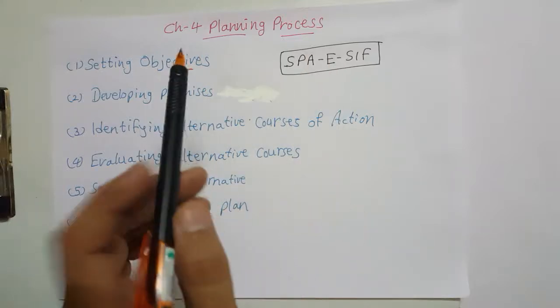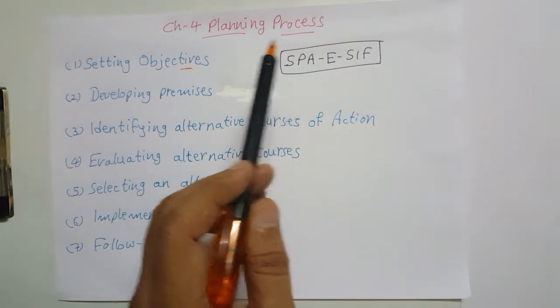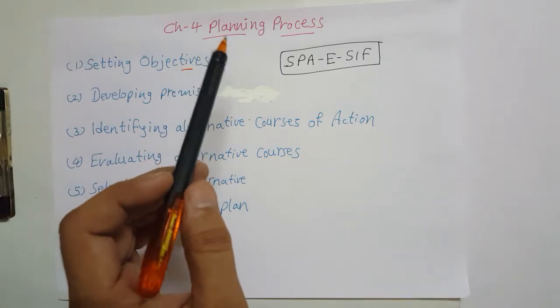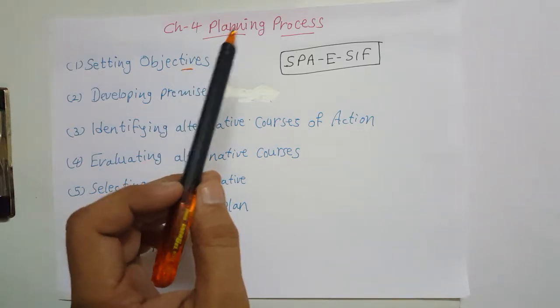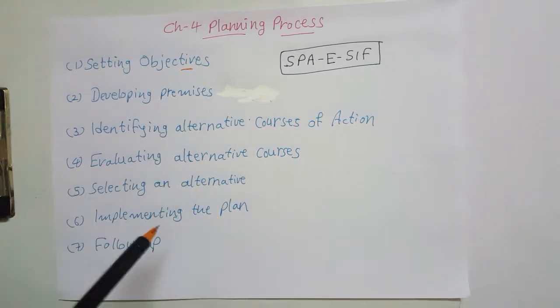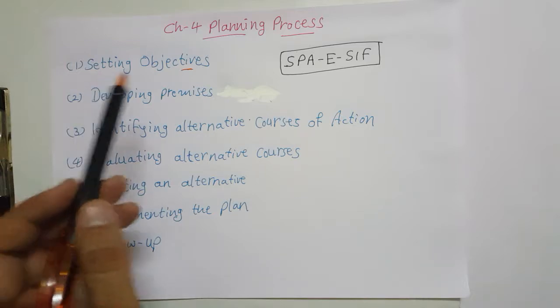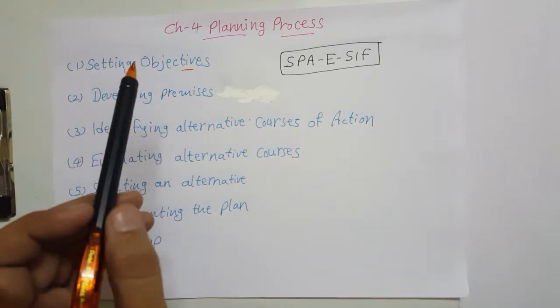We are going to discuss the next topic of this chapter, that is planning process. Planning, we already know, is a process of deciding what to do and how to do it. So here it requires some particular steps to follow. Let's try to understand one after one.